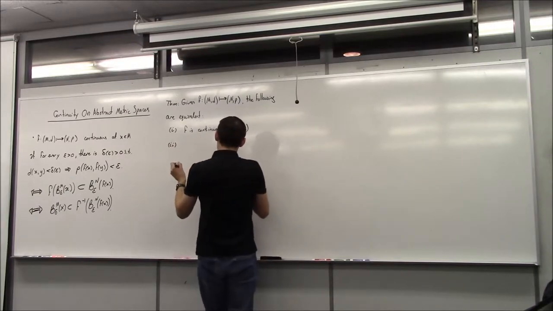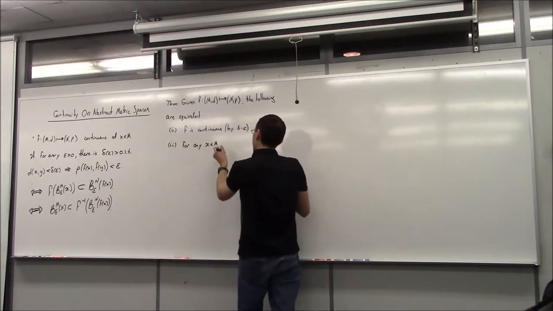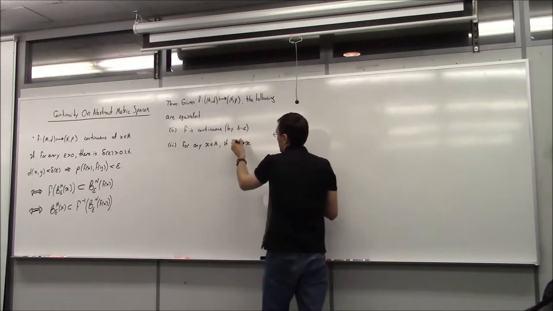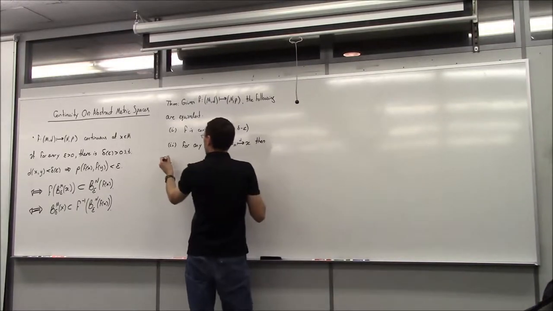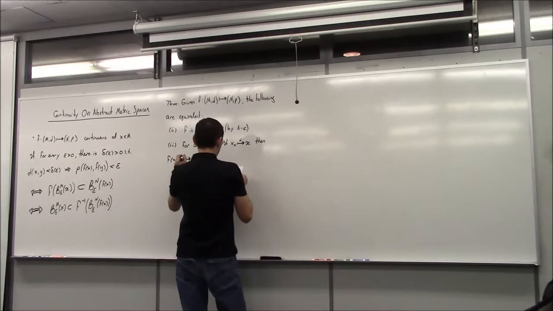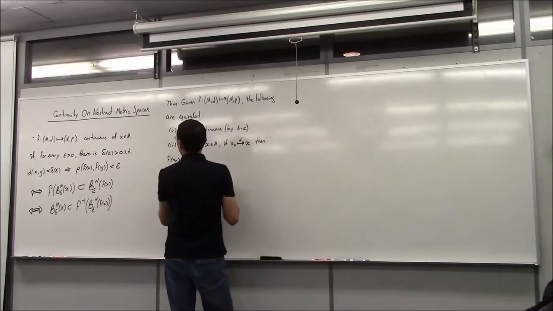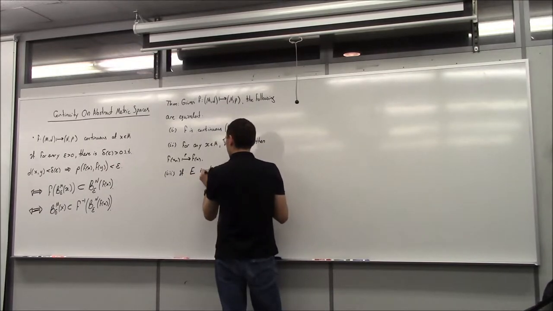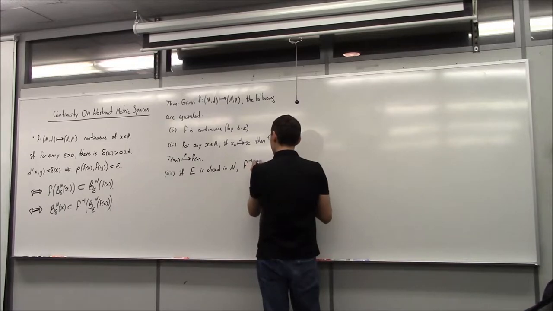Second condition, it's a sequential condition: for any x belonging to M, if the sequence xn goes to x, and obviously it means that the distance here is d, then the image of the sequence goes to f of x, and here the distance is rho. And now, in terms of closed and open sets: if E is closed in the metric space N, the pre-image is closed in M.